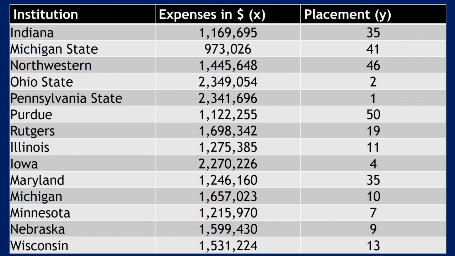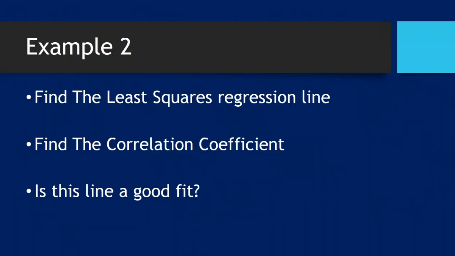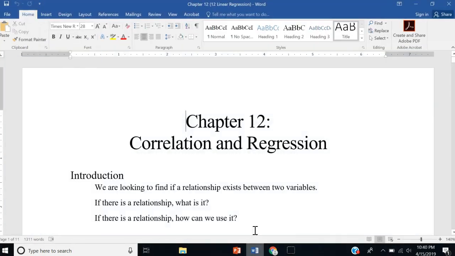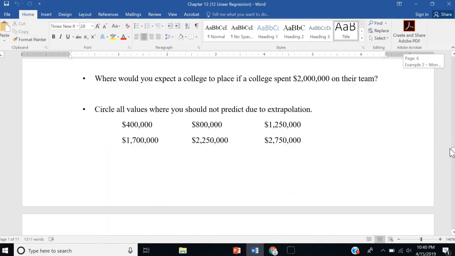All right, so I put that stuff into my calculator. Once I have the expenses in list 1 and the placement in list 2, then I can go to calculate linear regression, xlist L1, ylist L2. What that's going to do is give me a line along with a correlation coefficient. In this case, the line looks a little bit different than we had previously.